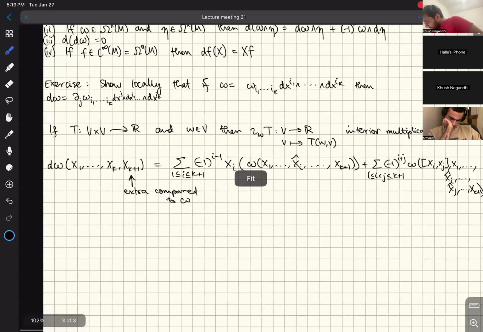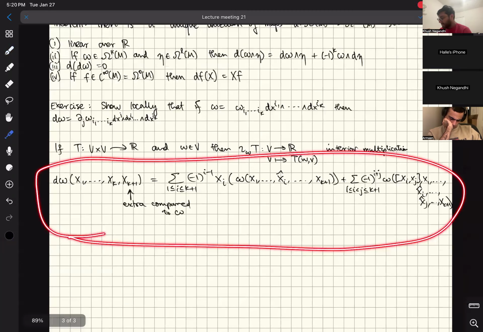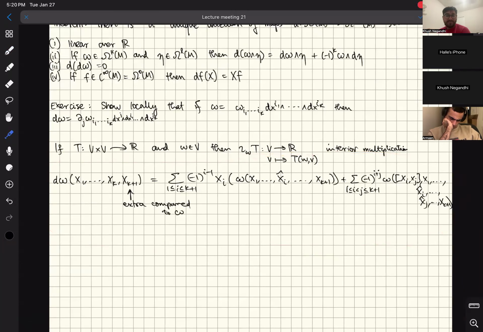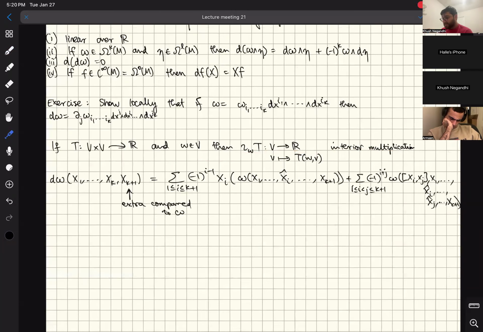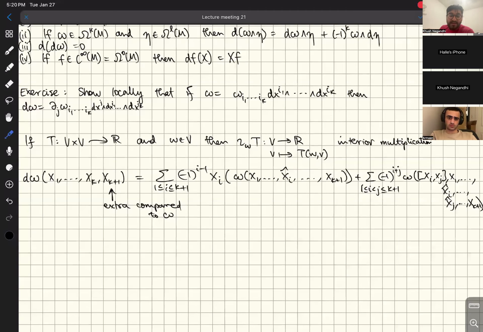So this is another way of looking at the exterior derivative. And as you can see, it bumps up the dimension compared to interior multiplication, which bumps down the dimension by 1. But this formula again is extremely ugly to look at, in my opinion, and I cannot think of a use case of this.